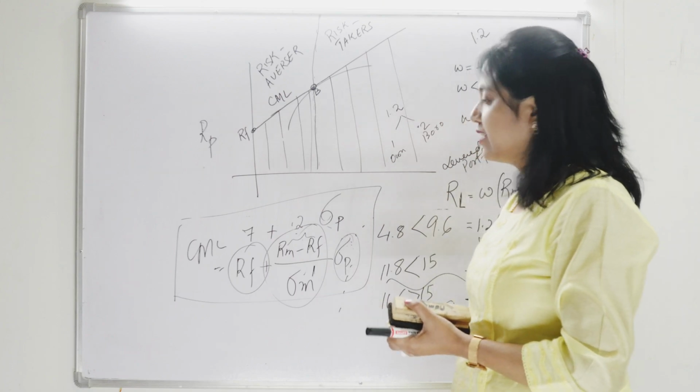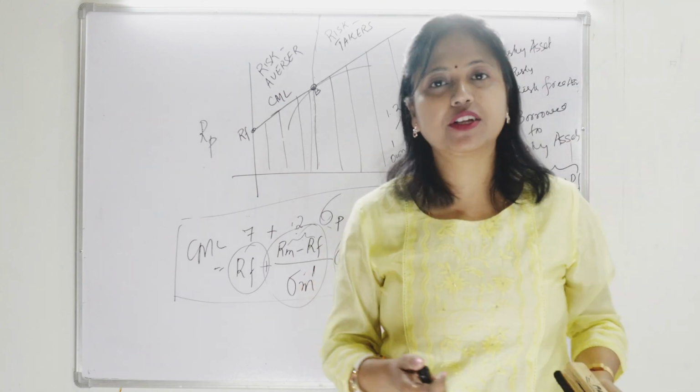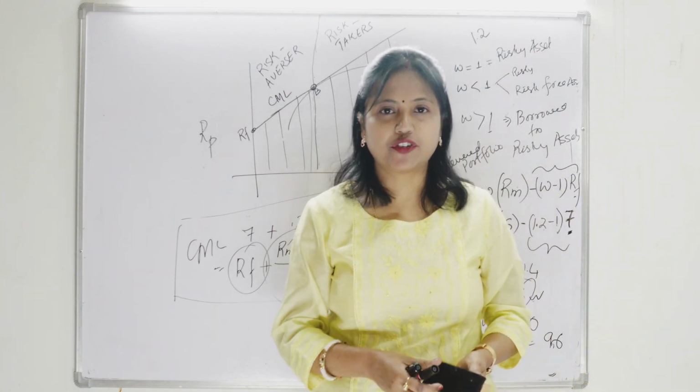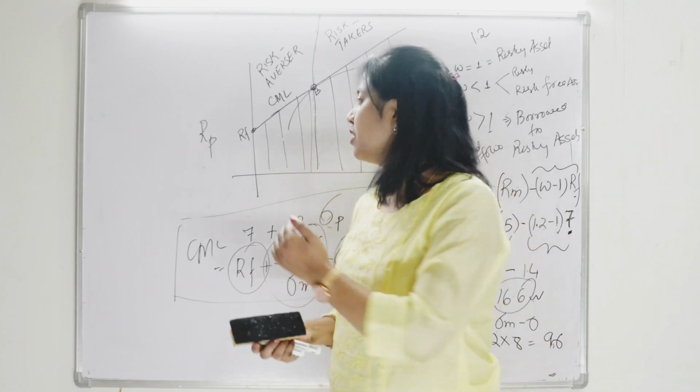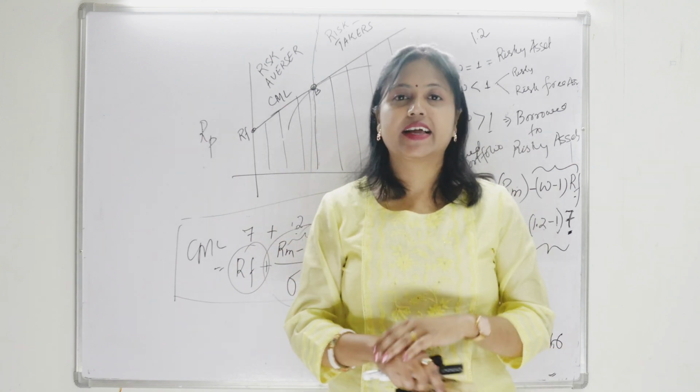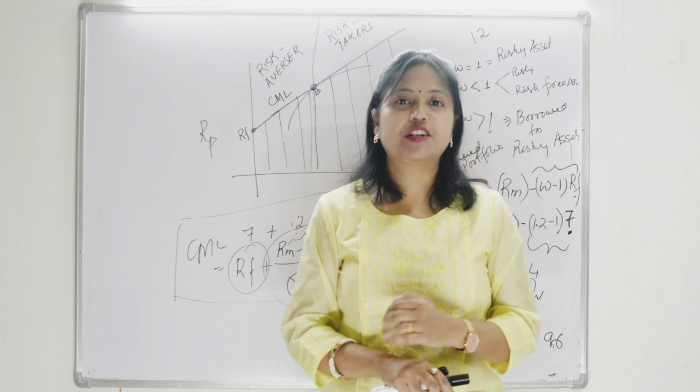So friends, that's all for today. We have seen the part 2 of the efficient frontier. Part 1 was already discussed in the previous lecture. We have seen the capital market line, and in the next video we will see security market line.